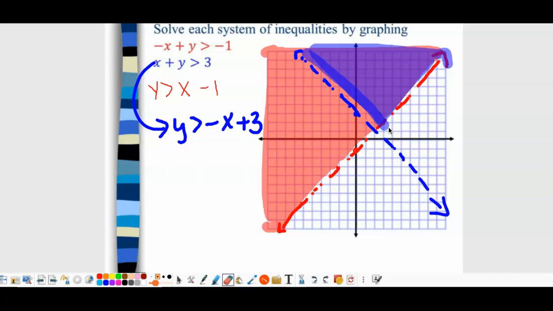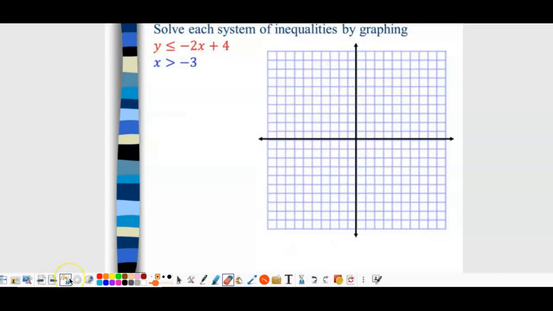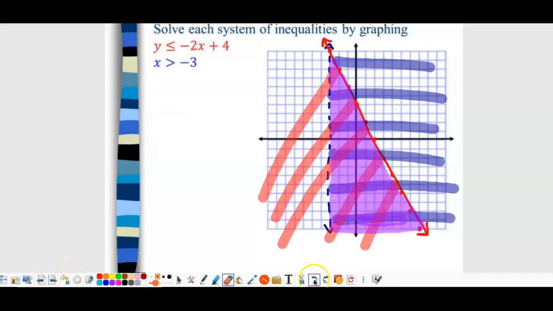What I see a lot of students do is just draw 1 or 2 light lines. So you say, okay, I know this goes here and that goes there. Where do the lines both overlap? And that's in here.